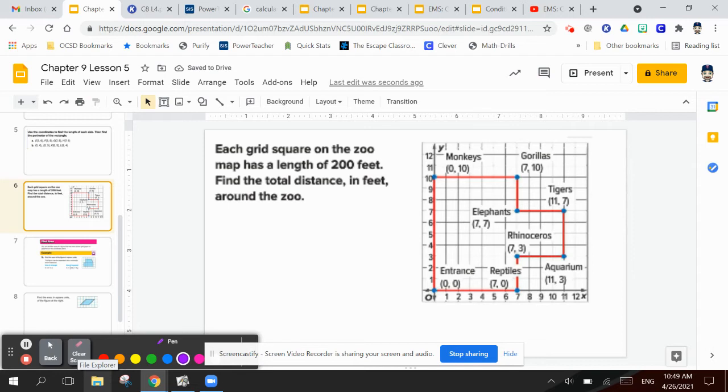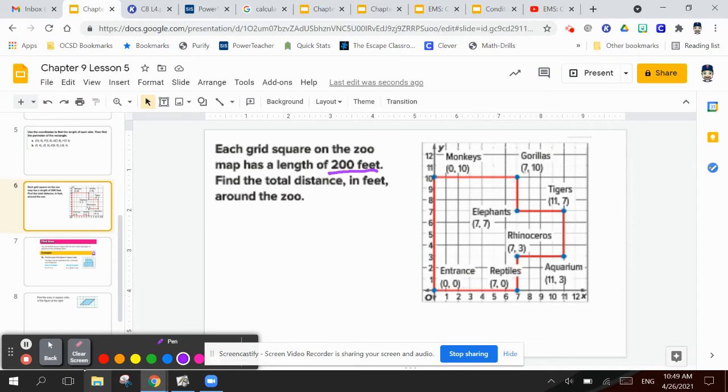It says here each grid square on the zoo map has a length of 200 feet. So it's 200 feet for every one square. Find the total distance in feet around a zoo. So we're just going to take each line, we're going to add, we're going to subtract, and then we're going to add all those together.